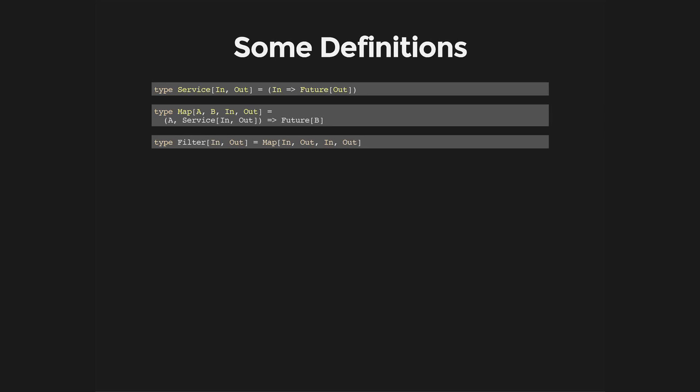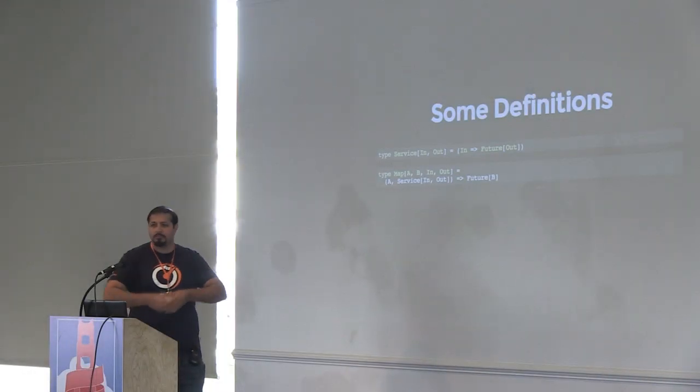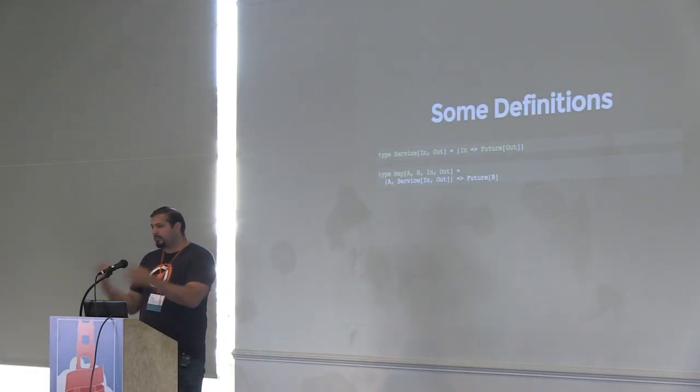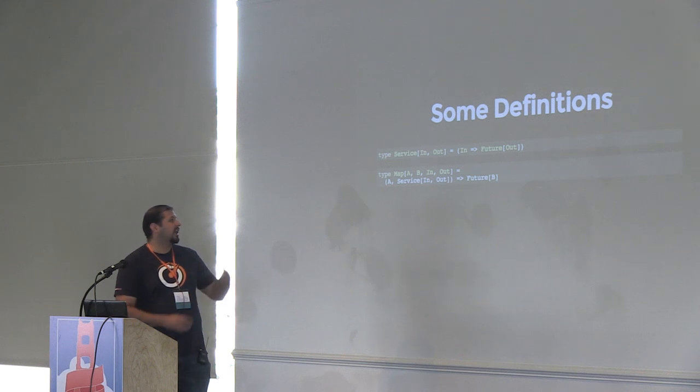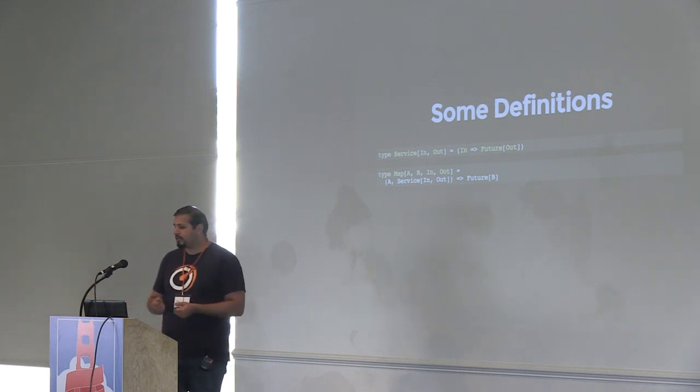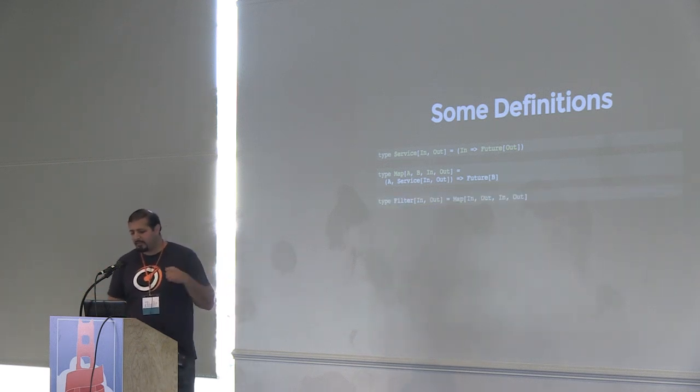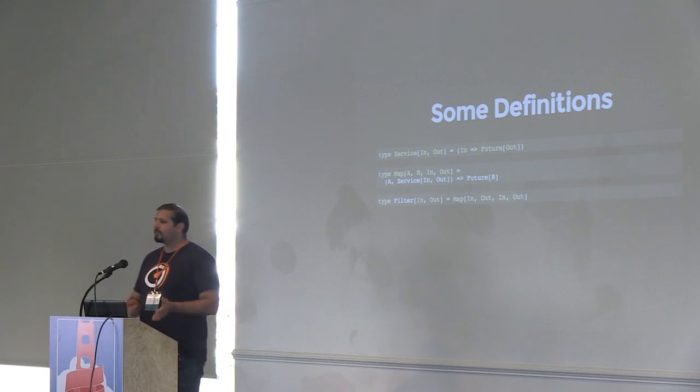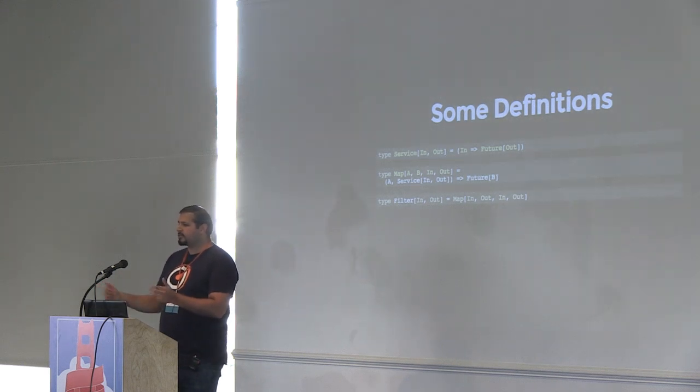Then you have a map, which, given a pre-existing service and some new type of input, I can produce a new type of output. So imagine I take in JSON, I run a service that works on my business objects, and I produce JSON, right? So think of this as the map. Then I have a filter, which is basically a mapping that does not convert any types.